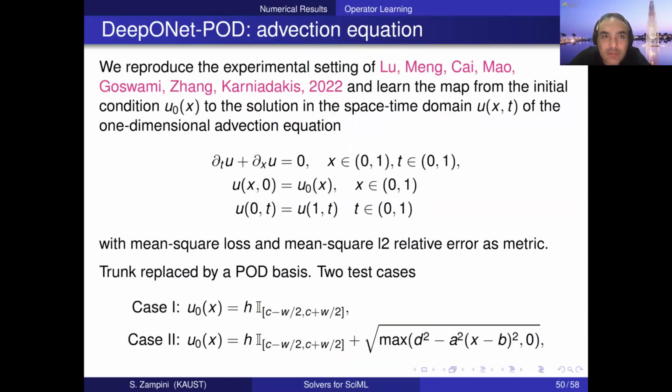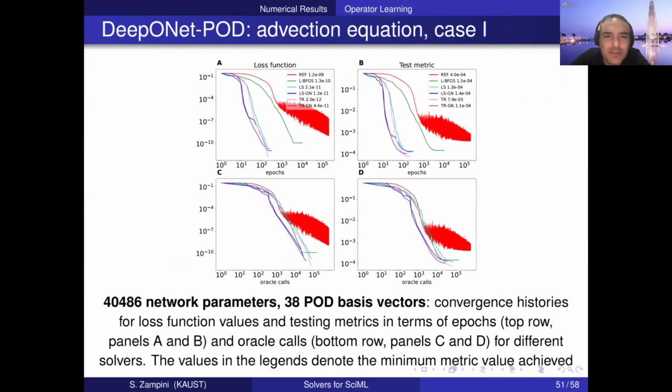Then I also have DeepONet POD, where you learn the map from the initial condition to the space-time domain solution of the advection equation. So these are case 2 and case 3 in your paper. This is case 1 and case 2 for me, but these are case 2 and case 3 for your paper.